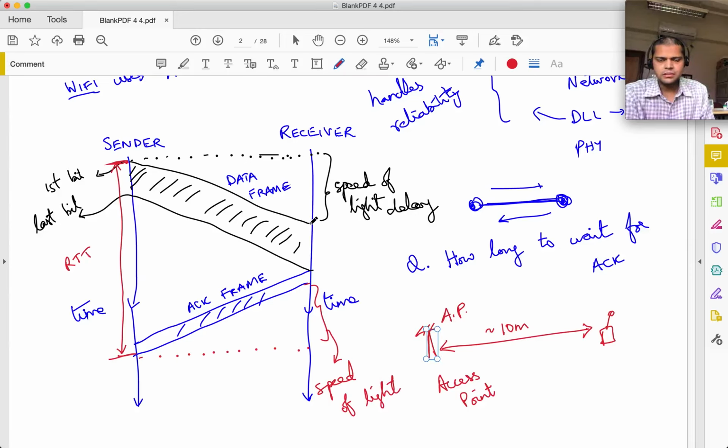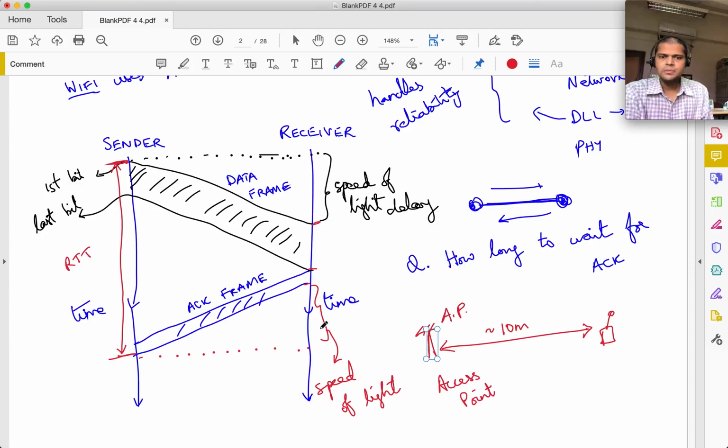Plus there is some processing delay. It takes some time from when the first bit reaches the other end to the last bit of the frame reaching the other end. That of course depends on your modulation rate and so on. If you're using a higher modulation rate, this time is going to be smaller. But if you're using BPSK, then maybe it's going to be longer. And of course we have to take the time for transmission of this ACK and so on.